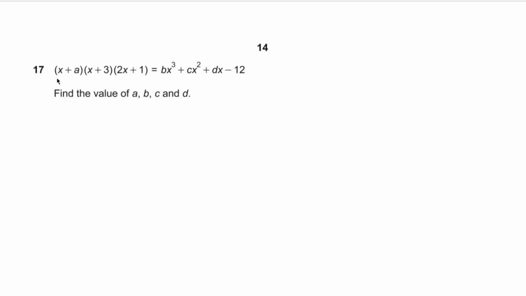Question 17. x plus a multiplied by x plus 3 multiplied by 2x plus 1 equals bx cubed plus cx squared plus dx subtract 12. We have to find the value of a, b, c and d. Well, let's expand as much as we can on the left hand side. We have x plus a, and then x plus 3 times 2x plus 1. That's 2x squared plus 7x plus 3.